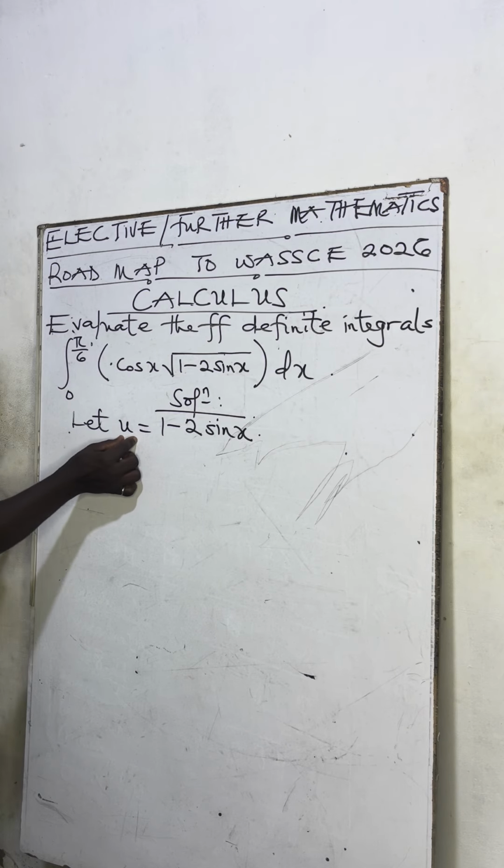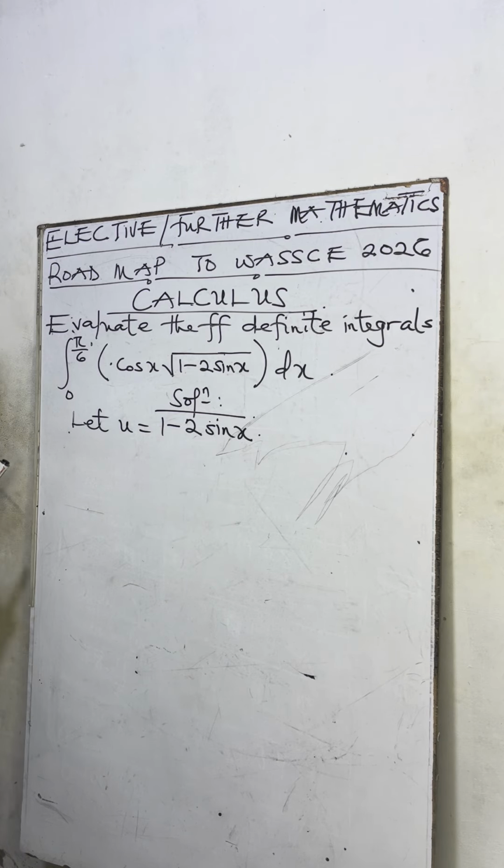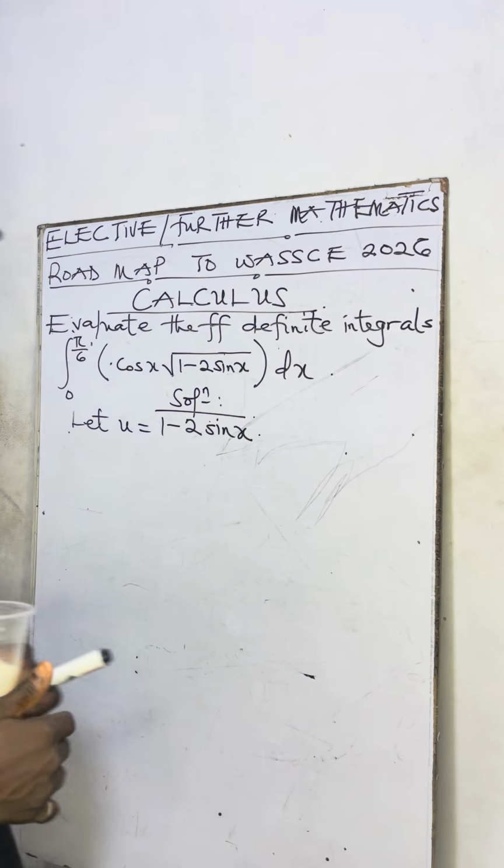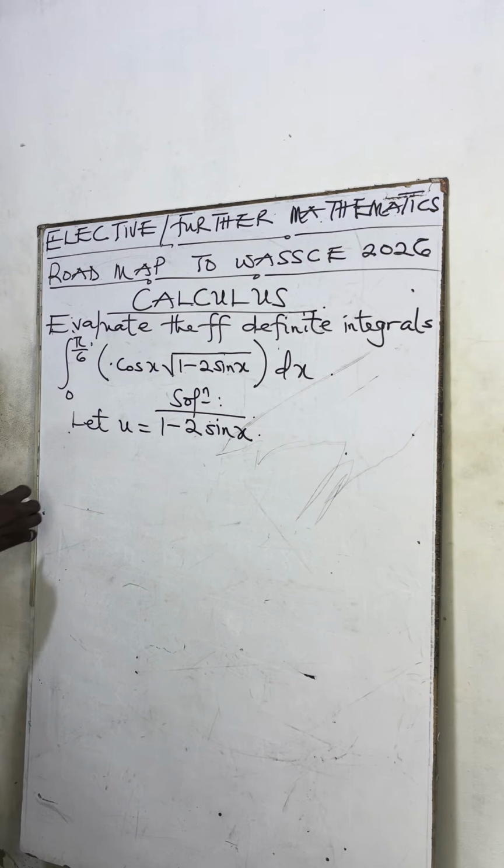And if u is equal to 1 minus 2 sine x, don't forget the method we are using. We are using u substitution, okay? We are using the u substitution. You solve small, you sip small.